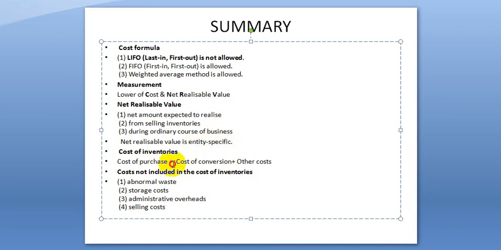Cost of inventory means cost of purchase, cost of conversion, plus other costs. Not included in the cost of inventory are abnormal waste, storage cost, administrative overheads and selling costs.